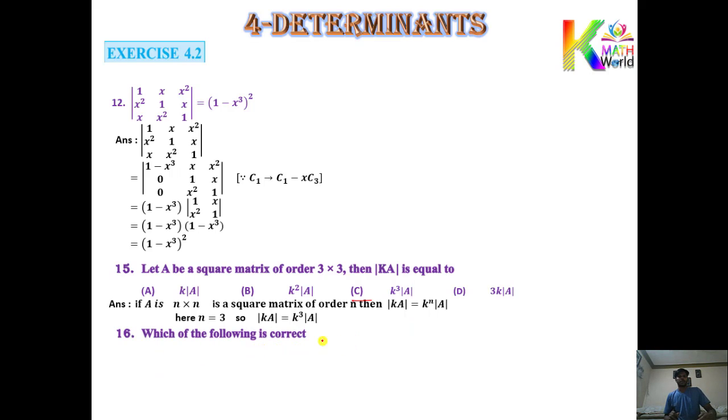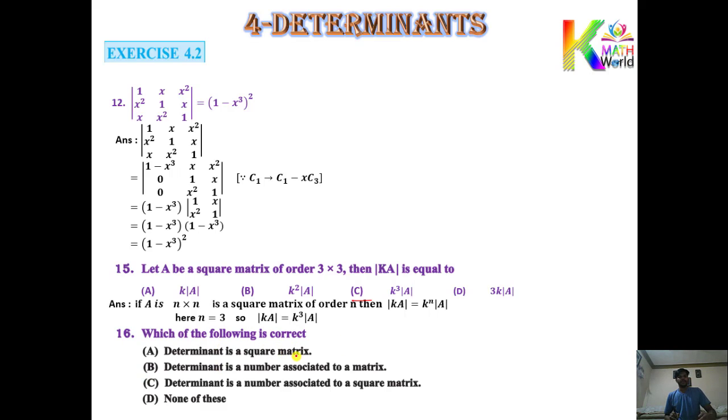Which of the following is correct? Determinant is a square matrix. This is a determinant and square also. Whether it is a matrix, for a matrix the symbol changes, and this is not a matrix. It means the first option is the wrong option. Determinant is a number associated to a matrix.